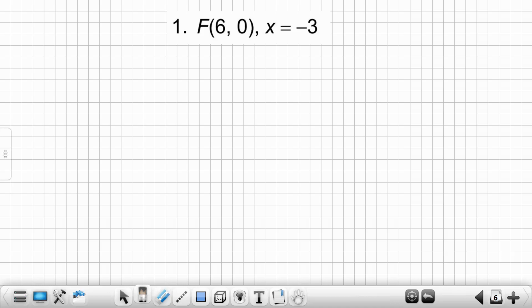Okay? So right now we've got a focus at 6, 0 and a directrix at x equals -3. Don't forget an x equals line is vertical. X equals is vertical. Okay?